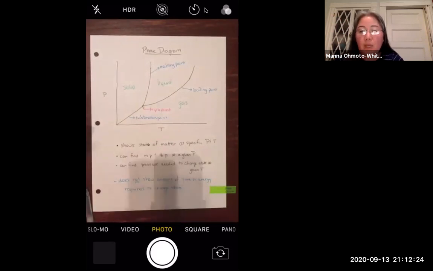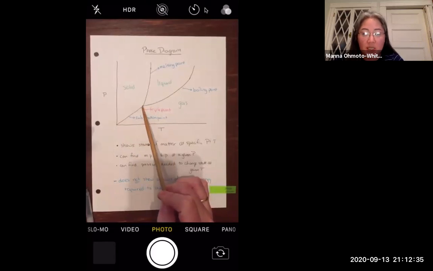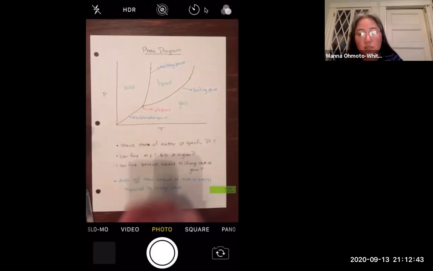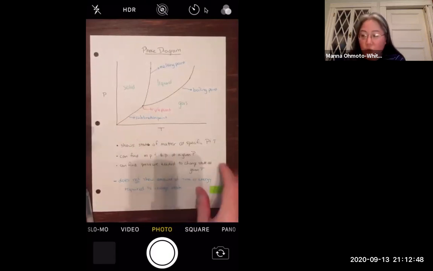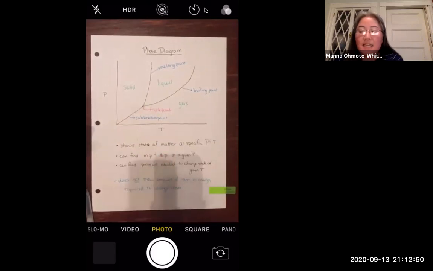For any given substance, there is a particular pressure and temperature at which all three states of matter will exist in equilibrium, meaning the substances won't change. That's called the triple point. It's a unique point for every substance that's out there.